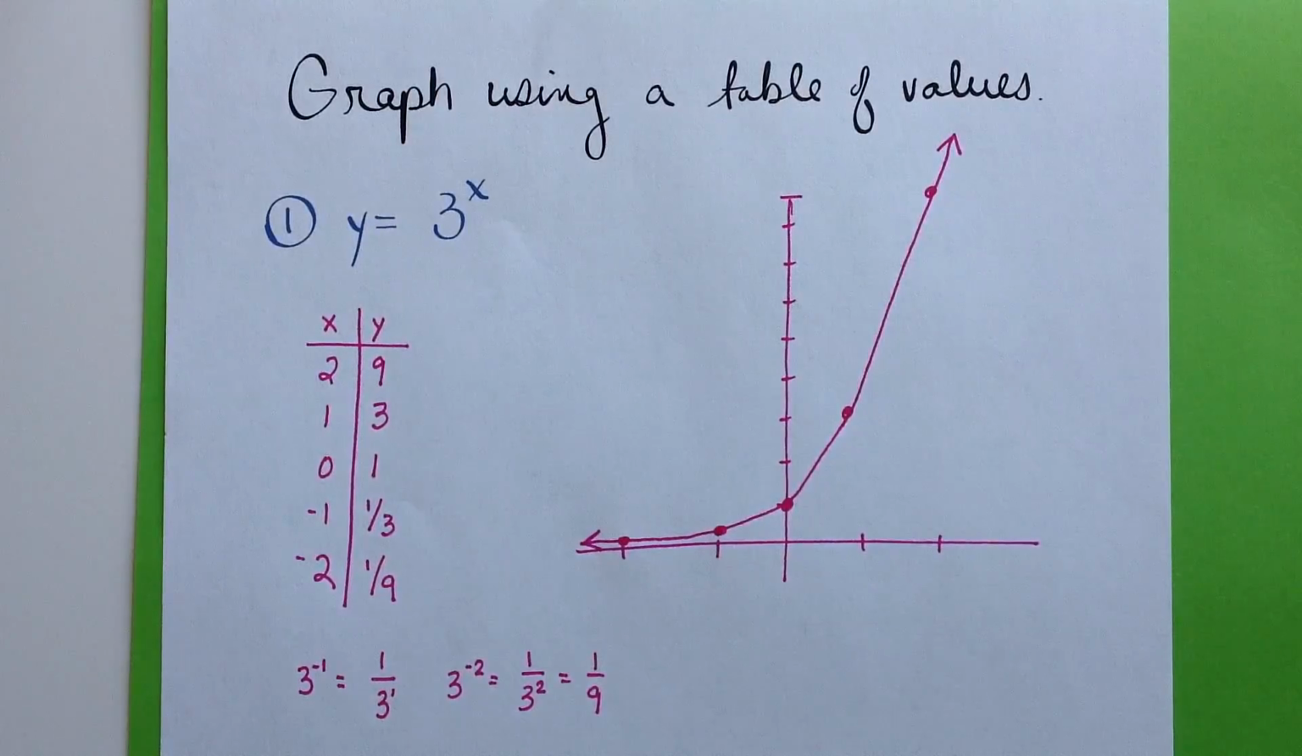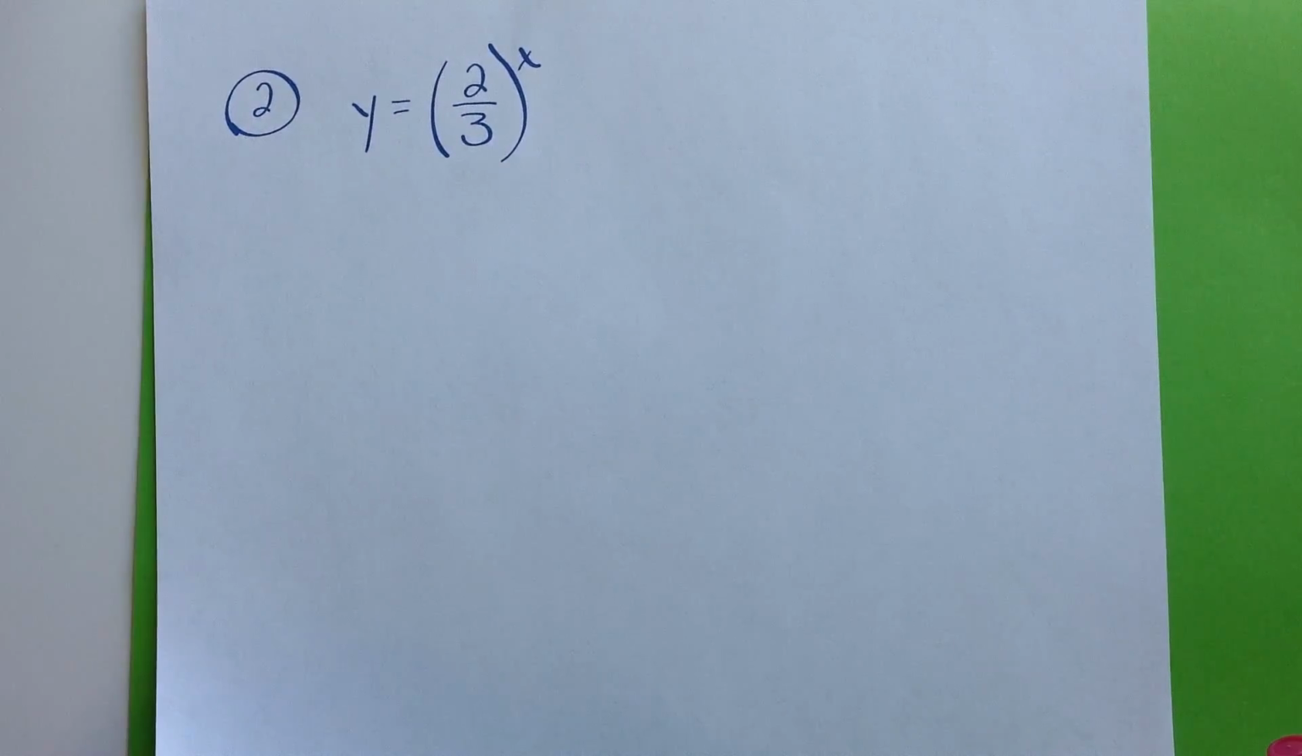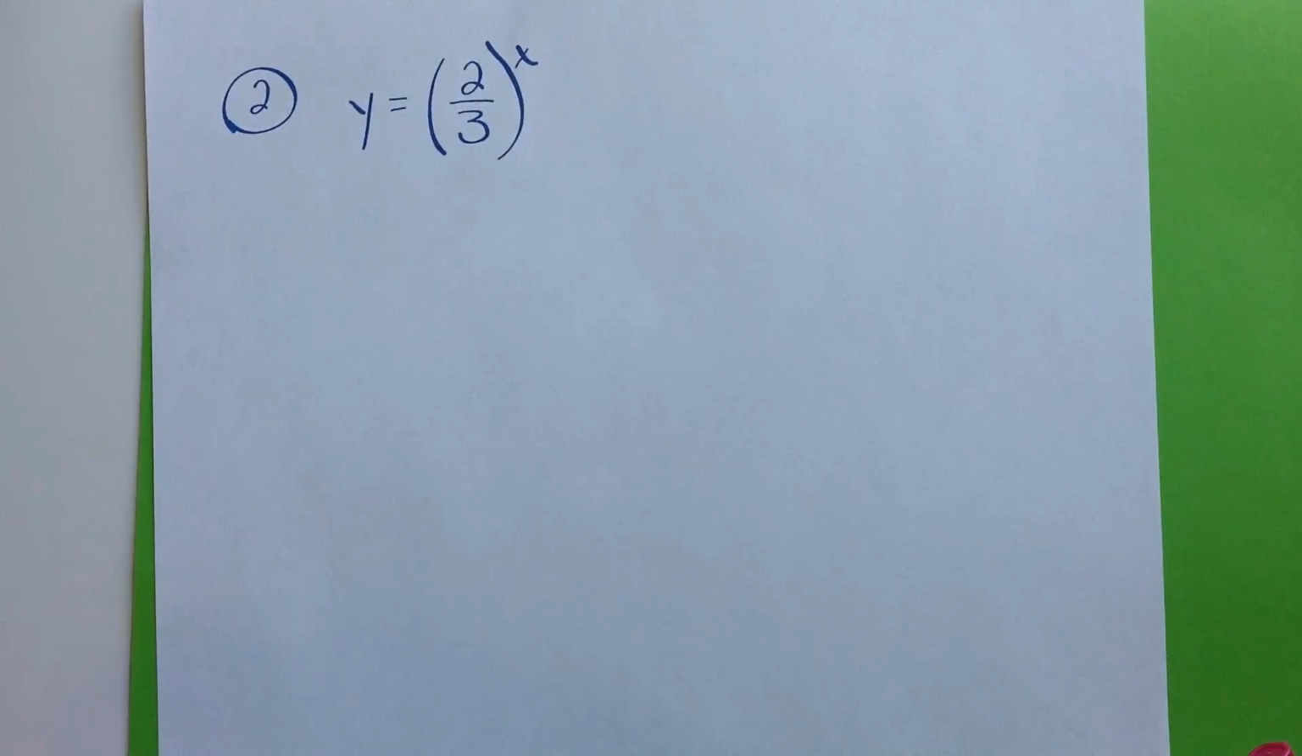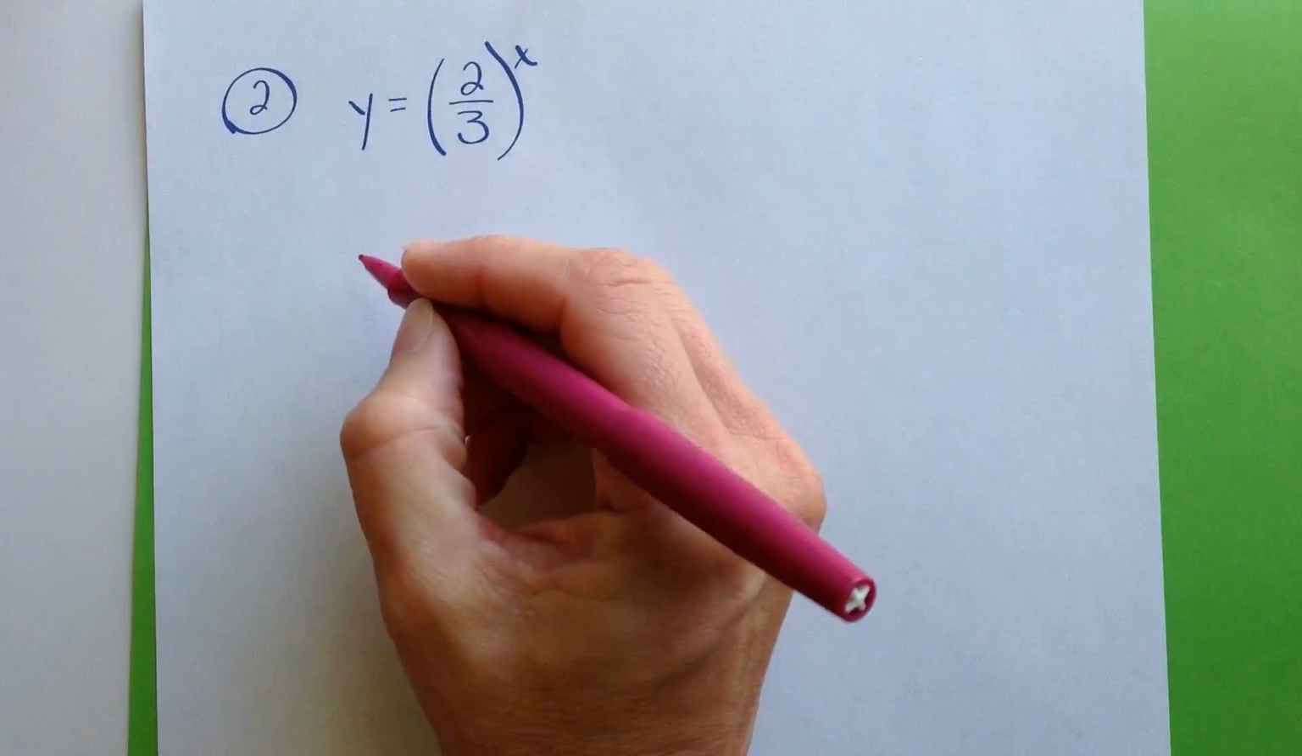Okay, so looking at another one, we have y equals (2/3) to the x. So again, we're going to do this by setting up a table.